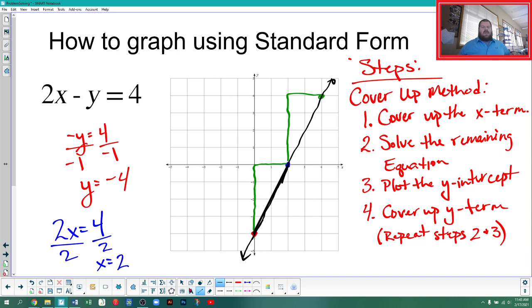I guess step 5 is to repeat those 2 steps. And then my last step was to graph the line.